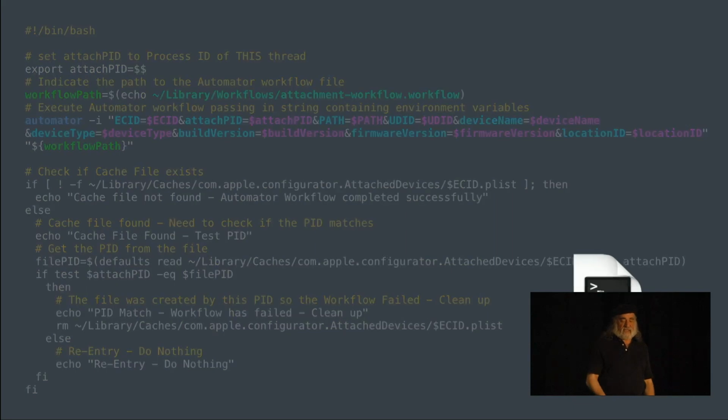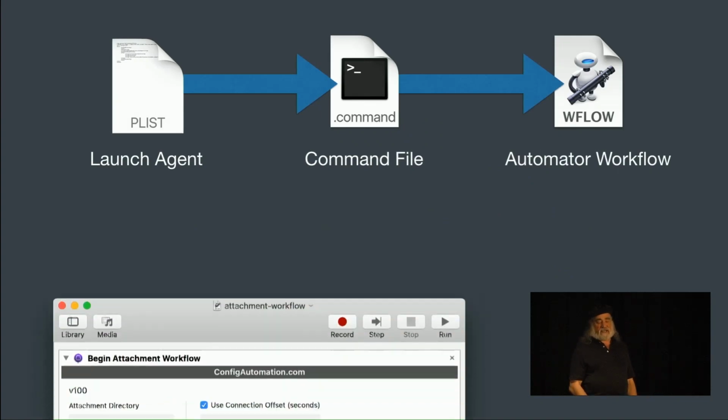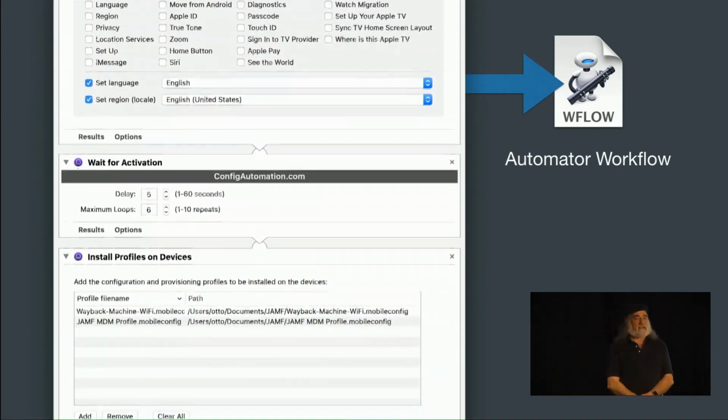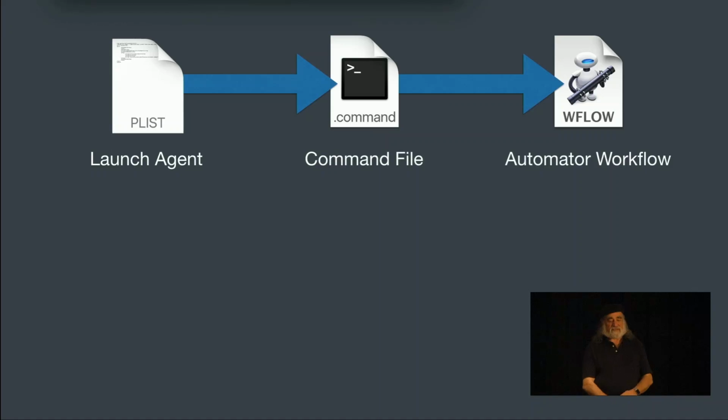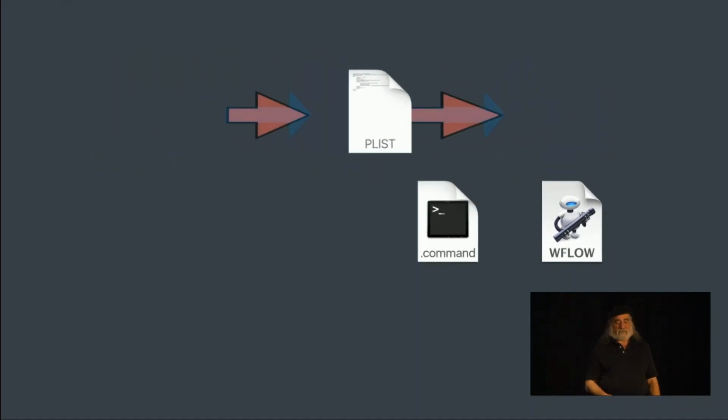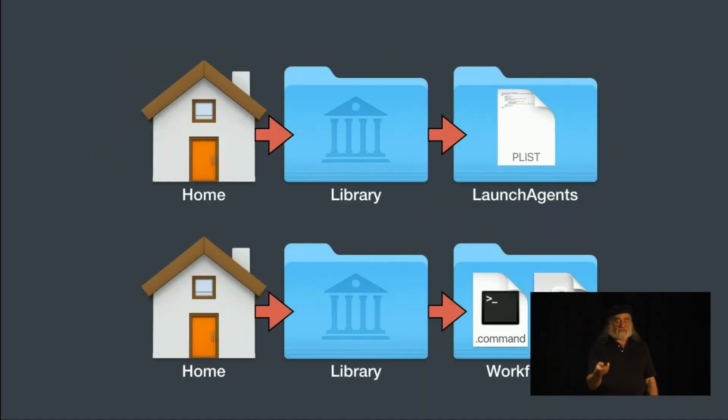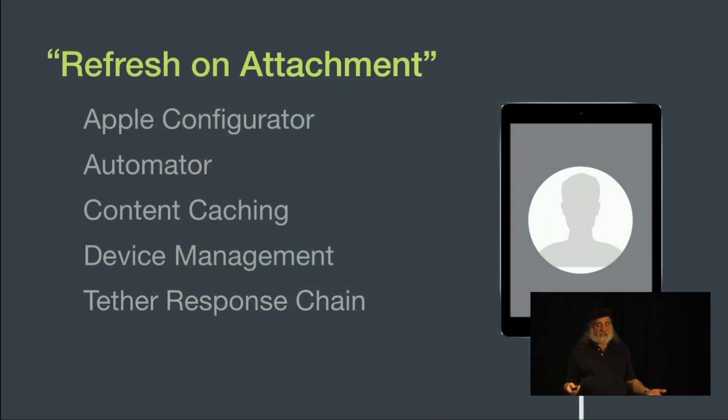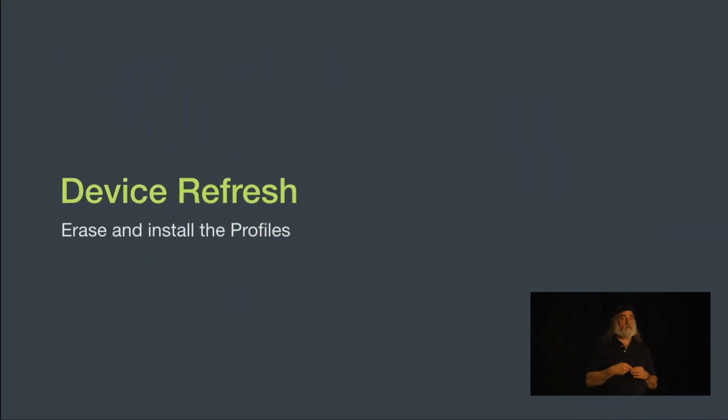And that's the command. As far as the workflow goes, we just created that, so we already have that in place. Both the command and the workflow file go in the workflows folder, and the launch agent goes in the launch agents folder. And that's the setup that you have. That's your tether response chain. Now we can actually look at what happens when you do this.